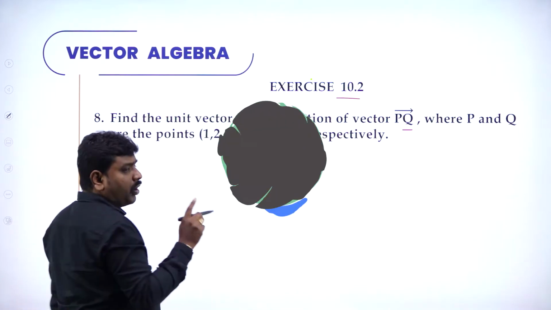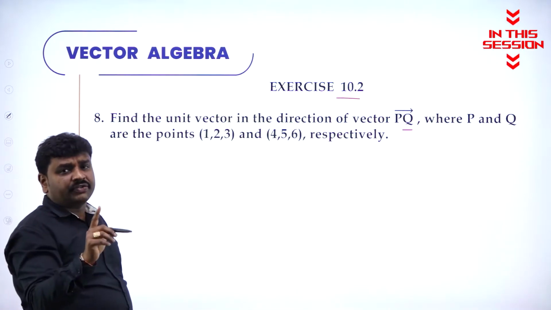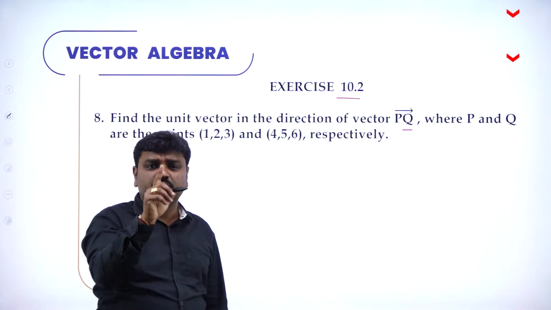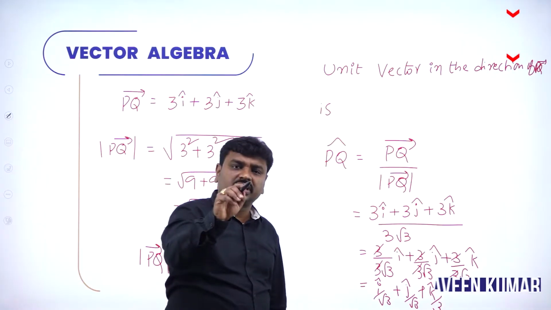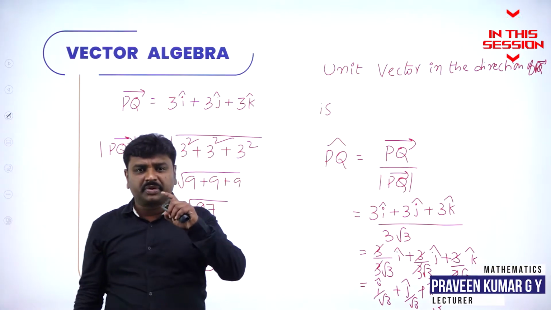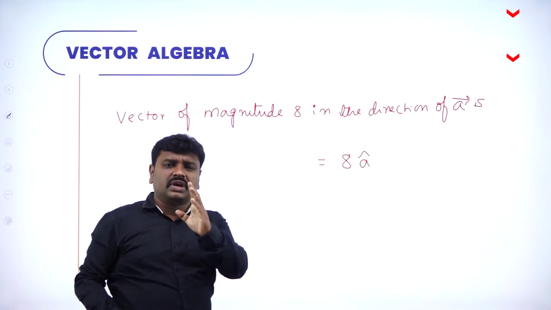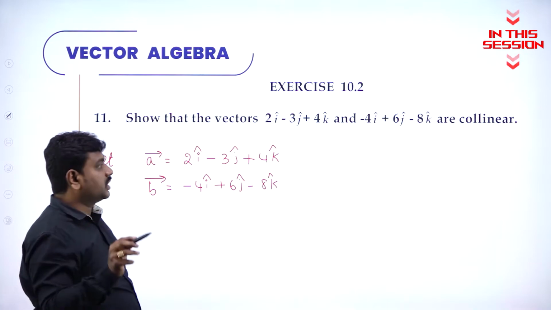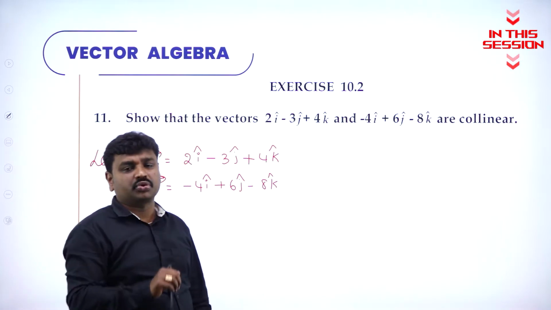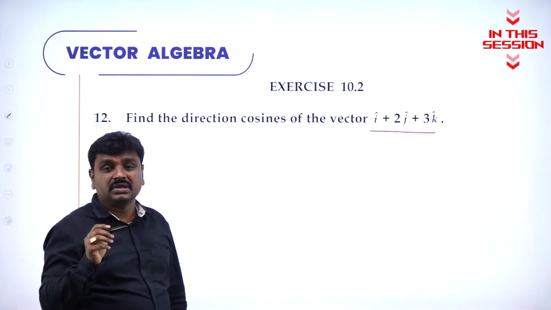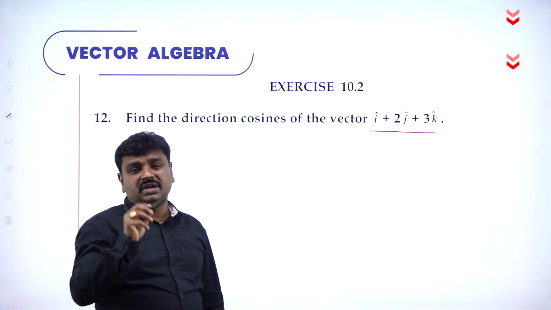See, whenever they give a point, for the point if you put ijk, it is called a position vector. So what is the unit vector in the direction of PQ? Vector PQ divided by its magnitude. A cap means unit vector. Unit vector means 1. If two vectors are collinear, then their direction ratios are proportional. Direction cosines means cos alpha, cos beta, cos gamma.